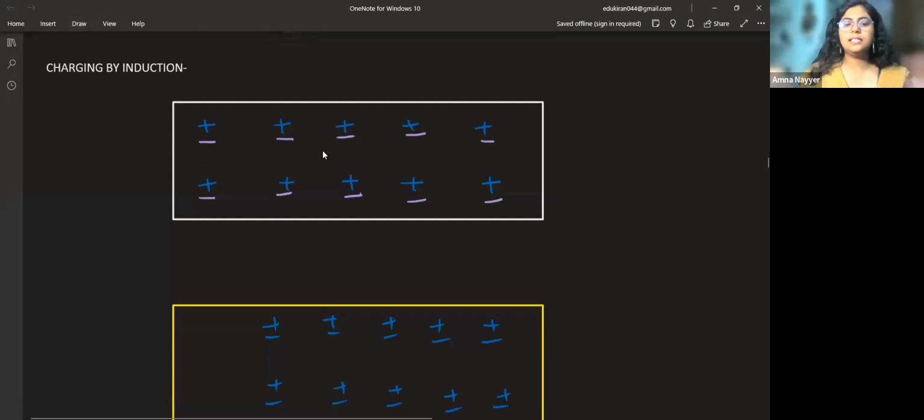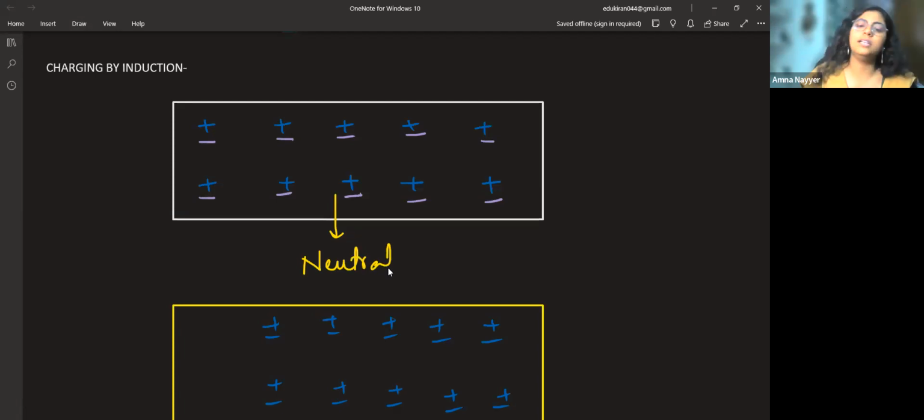This is an object, or a conductor, that I have taken. Here, the amount of positive charges and the amount of negative charges are both equal, right? So I told you a term. What do we call such objects? Neutral. Positive and negative charges are equal. We say it is neutral.